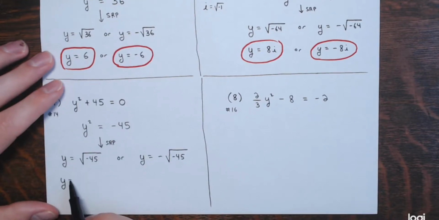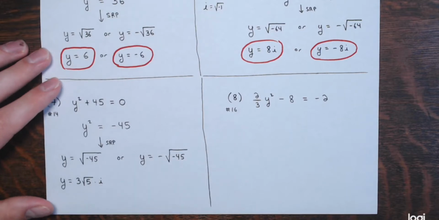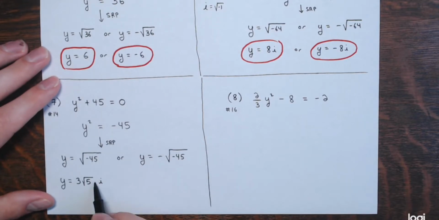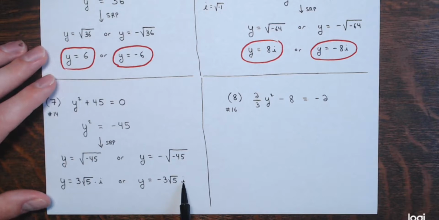Y equals the square root of 45 times i. And the square root of 45 is 3 times the square root of 5, the square root of 9 times the square root of 5. That's the square root of 45 simplified. But then don't forget the times i after that, multiplied by i, the imaginary unit. Or y equals negative 3 times the square root of 5 times i. Just make sure the i is not in the square root.